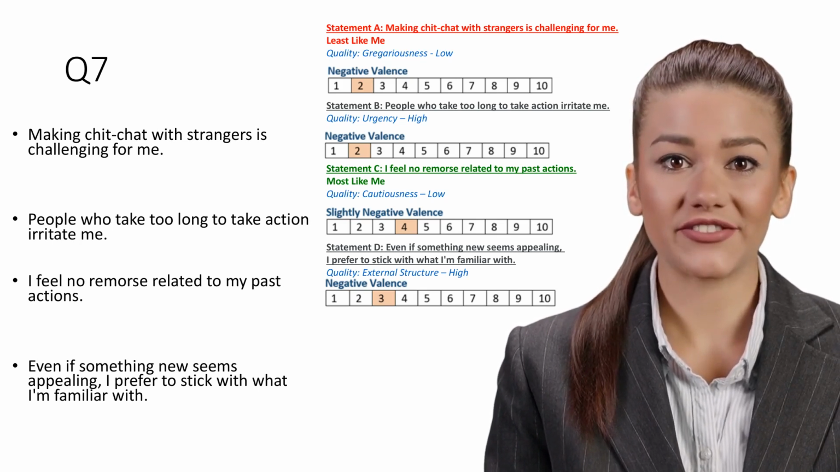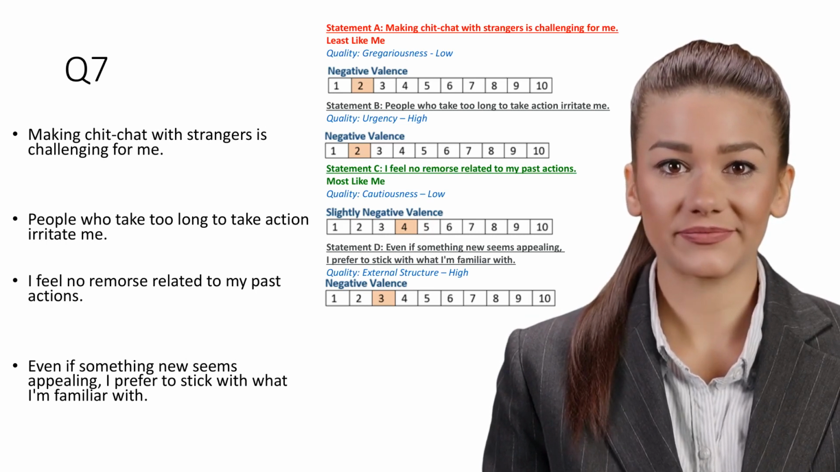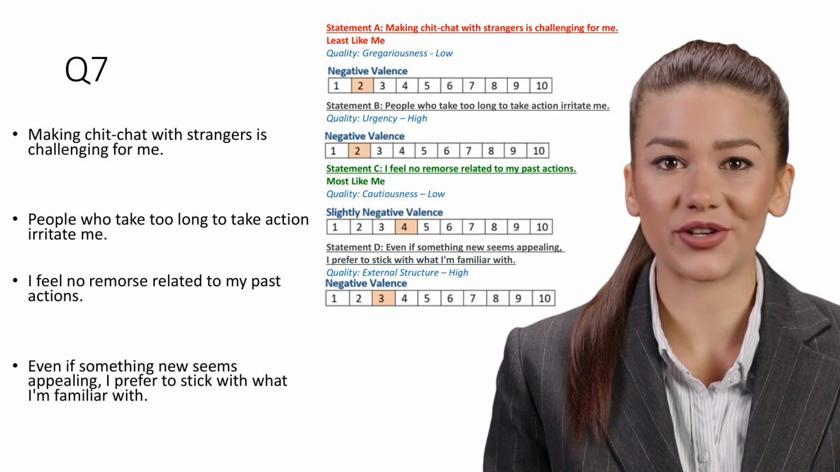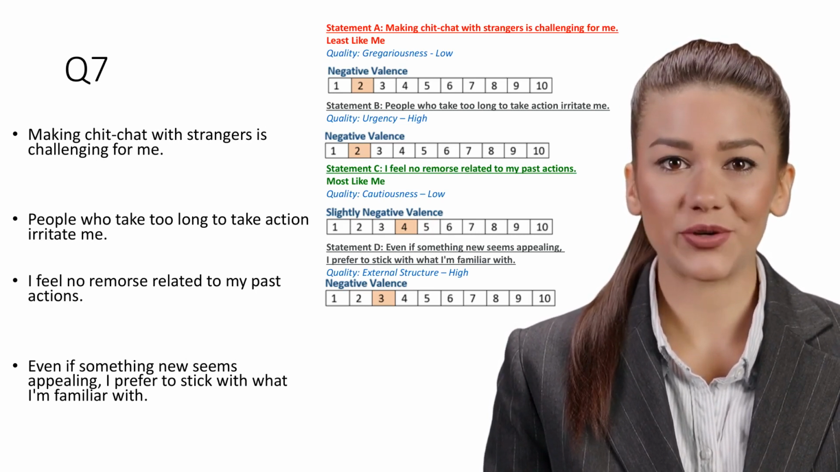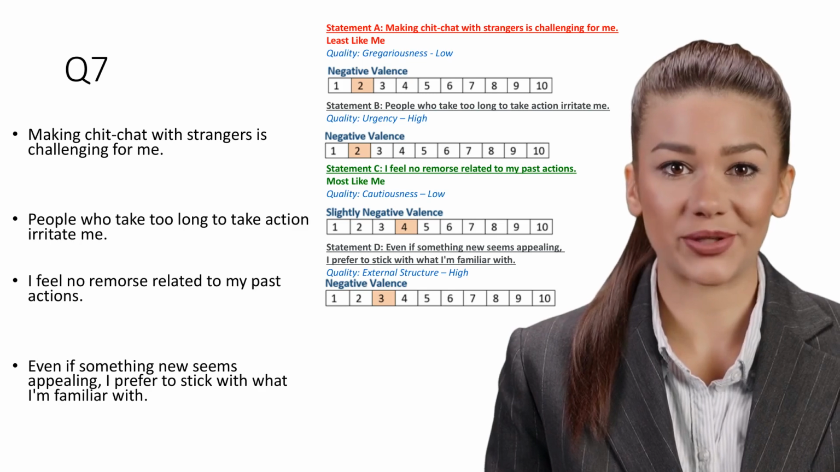Statement D. Even if something new seems appealing, I prefer to stick with what I'm familiar with. Quality. External structure high. Contemporary businesses are characterized by innovation and openness to fresh ideas and approaches, not dedication to past ways of doing things. Choosing what works best for the current projects and the assembled team is best.